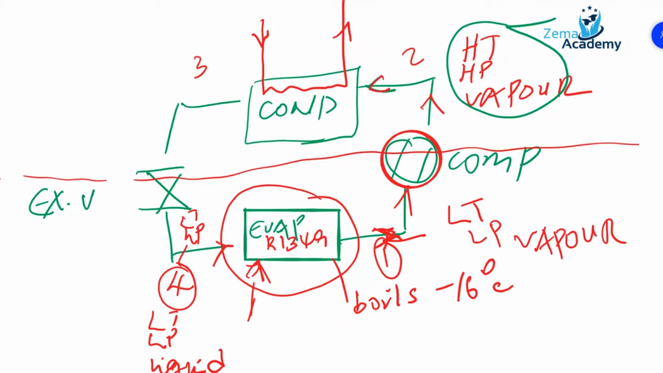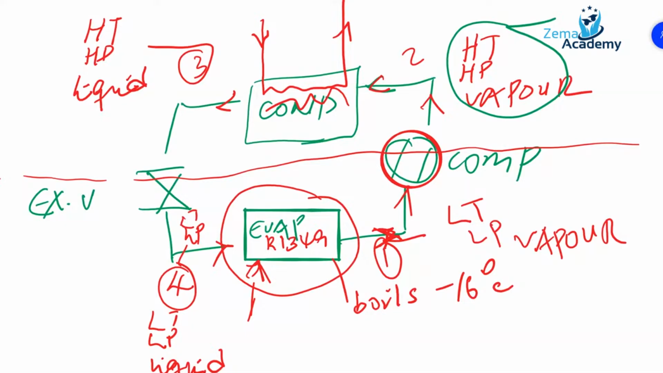At this point we have high temperature and high pressure vapor, and we pass it through a condenser. As it passes through the heat exchanger, condensation occurs. At the end, at point 3, we have high temperature and high pressure liquid, with perhaps a very small amount of vapor. Using the condenser, you're rejecting the heat into either air or water, and therefore at point 3 we have high temperature and high pressure liquid.